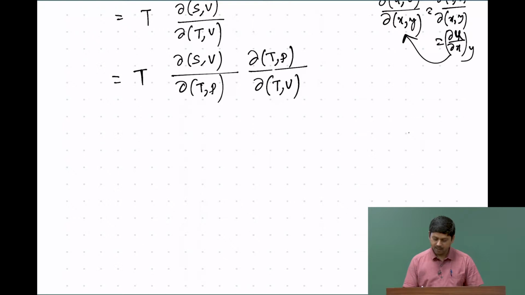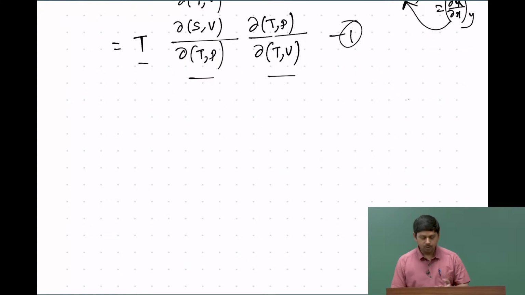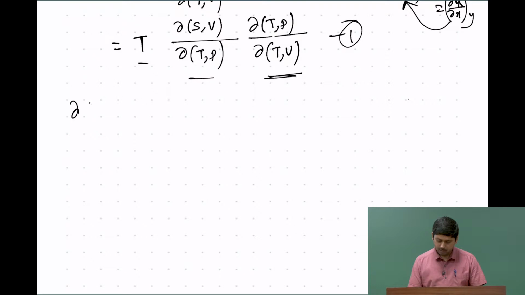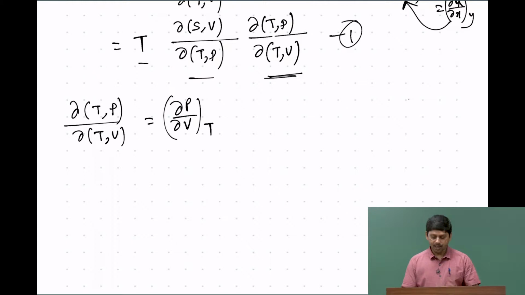Now I have these 3 terms here, 1, 2 and 3. Let us call that equation 1, and I will do it separately. The first term is just T, we do not have to do anything. Let us do this one. del(T,P) by del(T,V) is nothing but del P by del V at a constant T. By definition, whenever you see that, it is nothing but the inverse of del V by del P at a constant T.